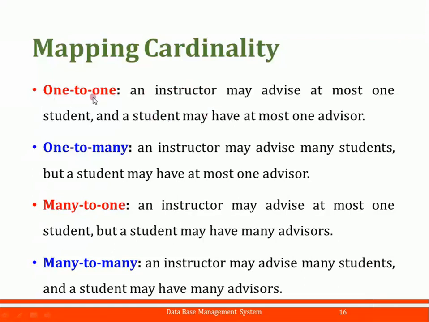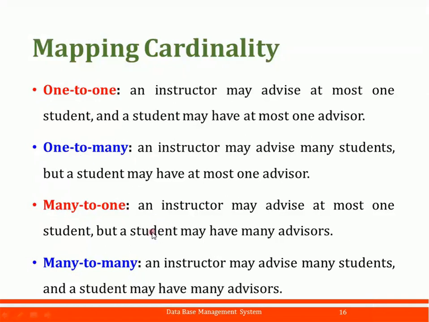If one instructor is associated with one student and one student is associated with one instructor, then it is called a one-to-one relationship. In case of one-to-many, an instructor may advise many students, but a student may have only one advisor. So that is one-to-many. One student has one advisor, but there are many students for an instructor. So the instructor can advise many students, and on the other side there is only one instructor for each student. So this is one to many.